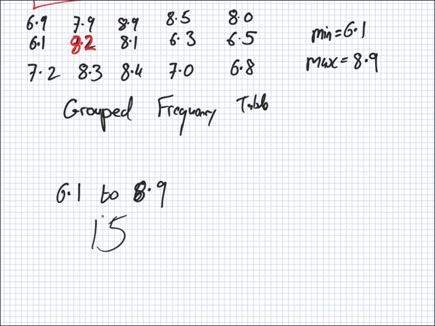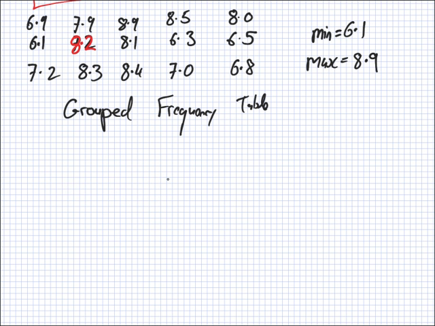Likewise, it's pretty useless to have 6.1 to 6.2 and then 6.2 to 6.3, because what would be the problem with that? Too many. In fact, you would have more boxes than you would have data. You would have like 30 boxes, but you only have 15 data points. So 15 of the boxes would have 0 in it. Again, that's kind of silly.